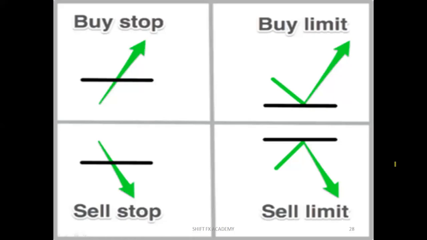We have the buy stop, we have the buy limit, we have the sell limit, and we have the sell stop. These are the four types of orders that we have in the market.